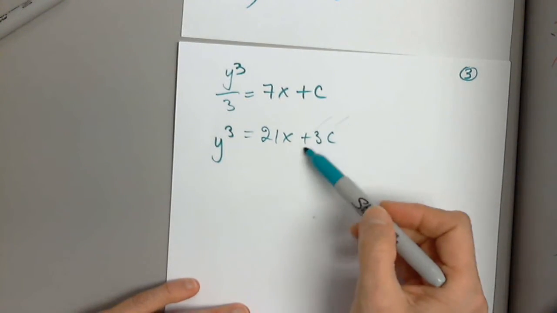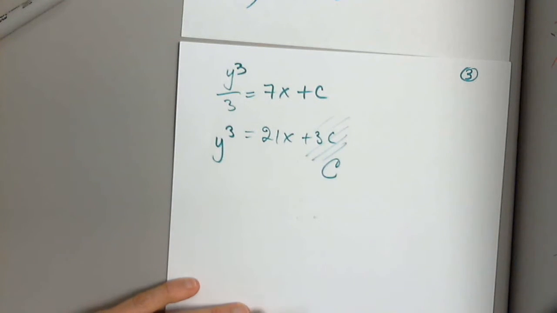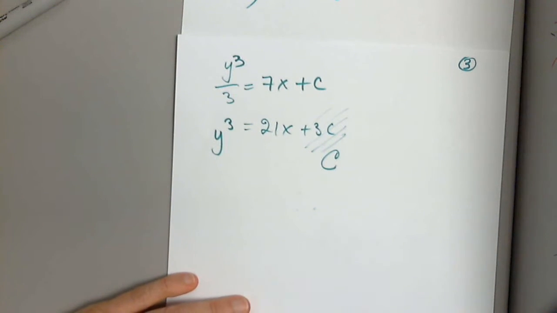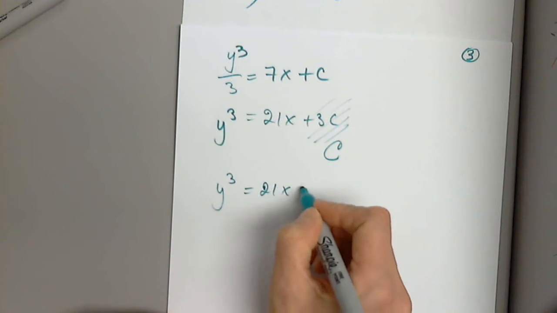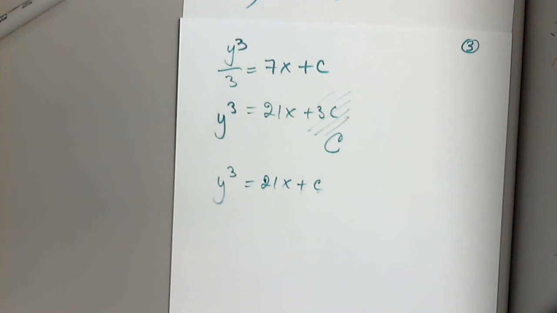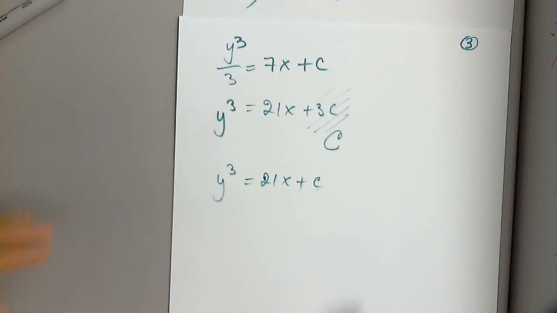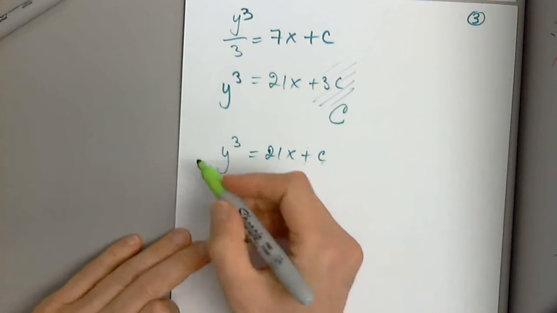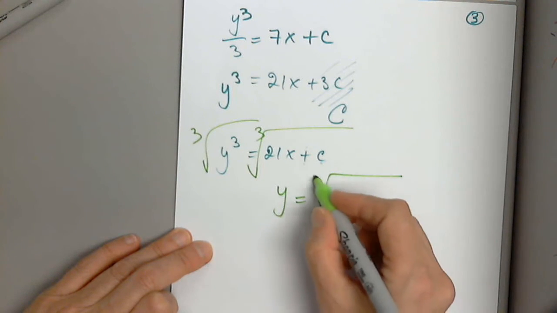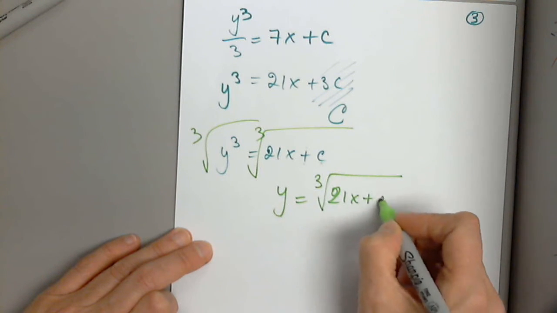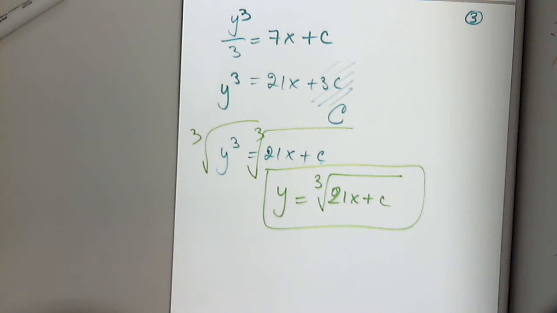Again, this doesn't mean anything. I'm going to change it into c. 3 times a constant is a constant. So then y cubed equals 21x plus c. But I need to find y alone by itself, not y cubed. What should I do now to both sides to get y? Very good. And we're done. It's the cube root of 21x plus c. And we found the function, the most general.